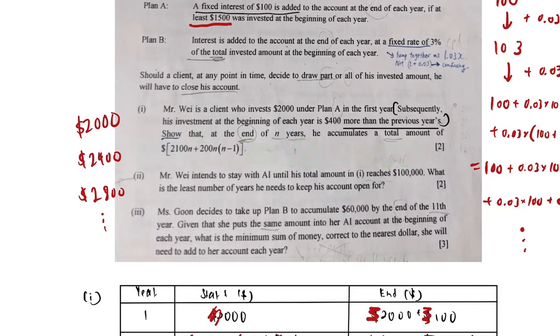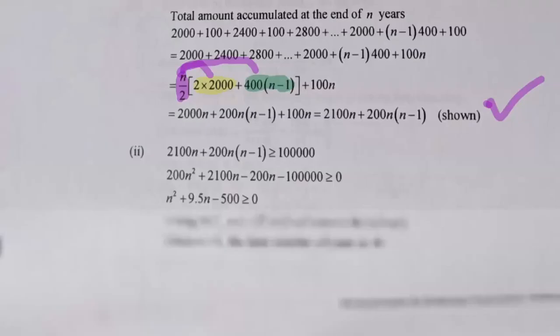Okay, just equate to 100,000 and then just solve for n. Oh, sorry, not equate. Technically it should be more than or equal to, but I think the simpler way is to just equate to 100,000 and then you get an n value. Let's look at the solution.